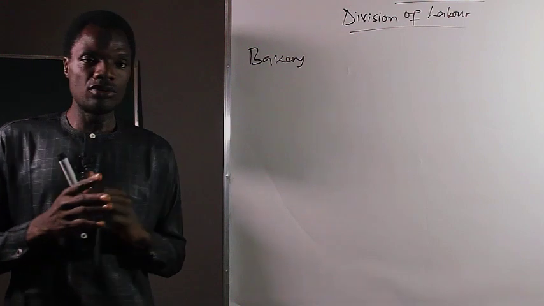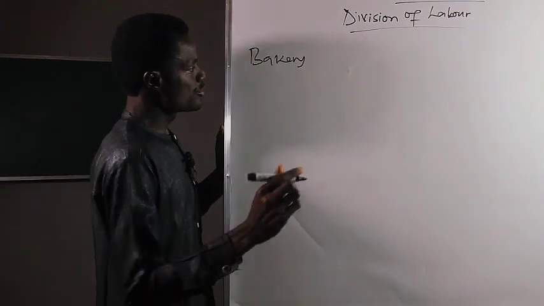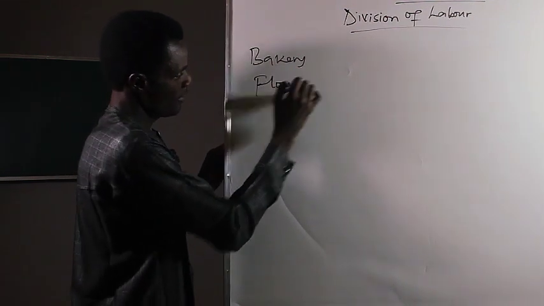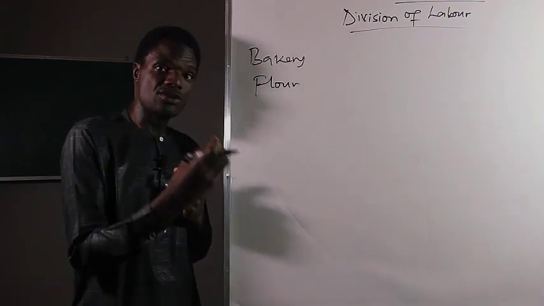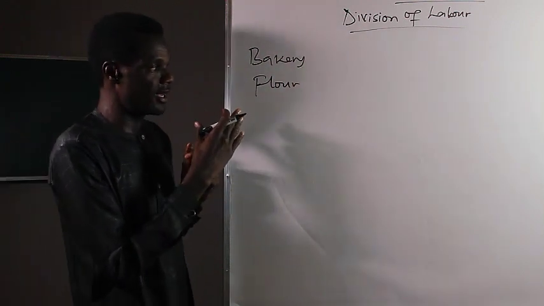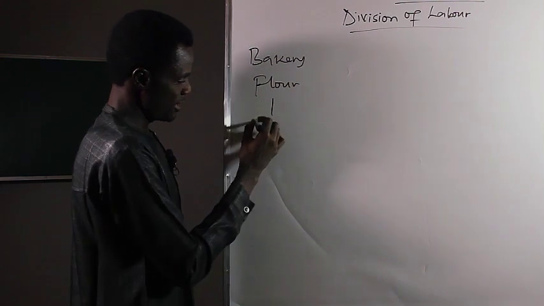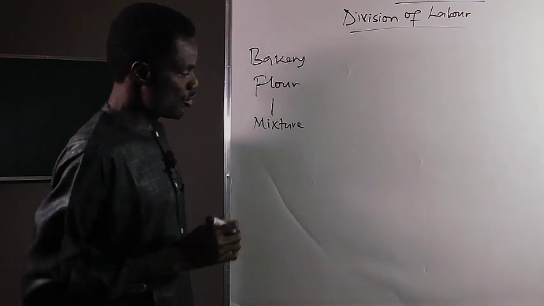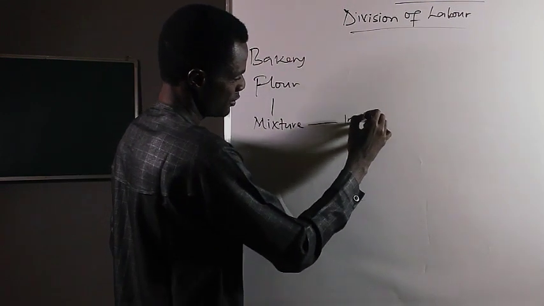Let me write down in short the process in which bread is produced. For example, in a bakery, we have flour as a raw material. Even though flour is not the only raw material, it is used alongside other things, but we have just taken it as an example. So this flour needs to be mixed. So there is mixture here. By mixing the flour, it is carried out by individuals.